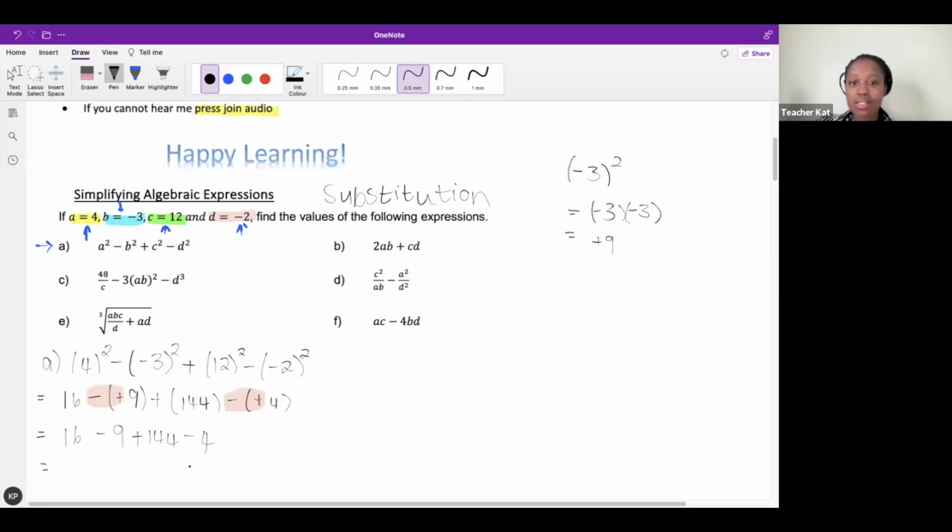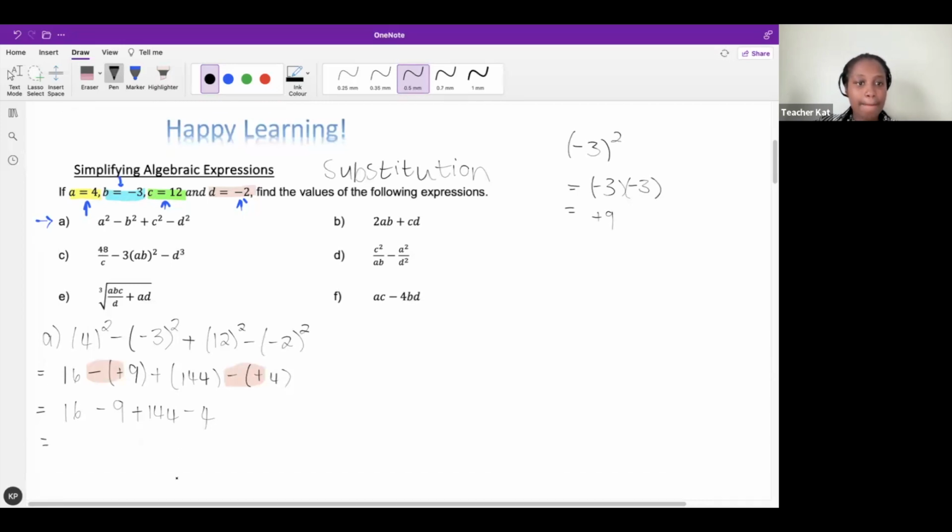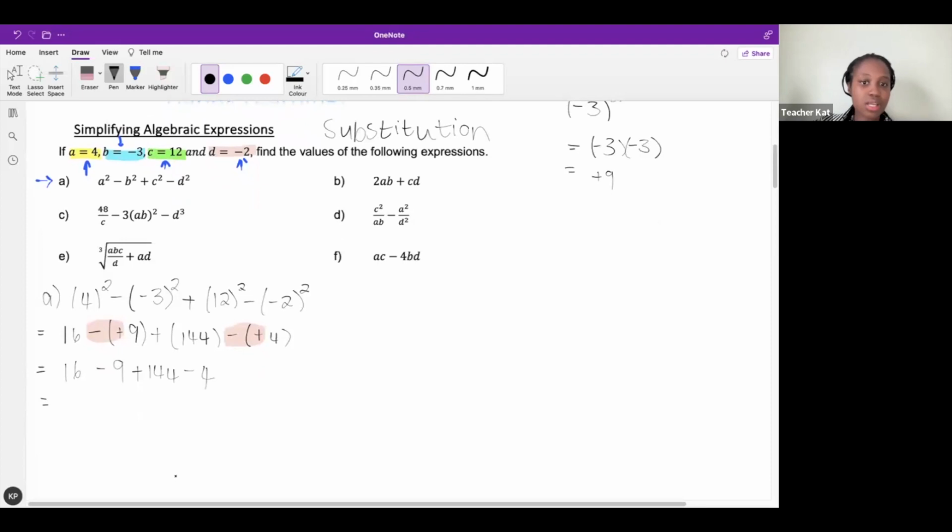Okay, what's 16 minus 9? Let me do this so that I have some space. 16 minus 9 is 7, and 7 plus 144 is 151. 151 minus 4. We're on the last step. 147. Thank you, Butlali. Simple and straightforward, right? Now let's look at B.